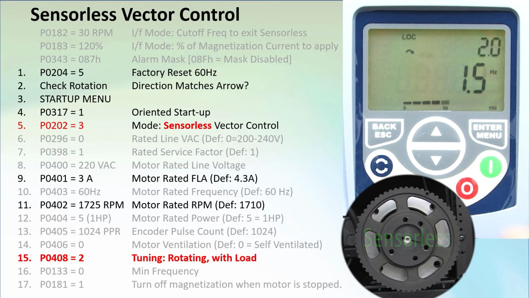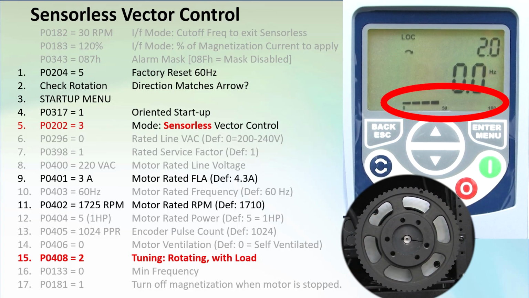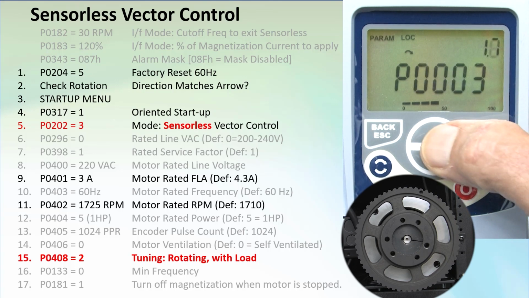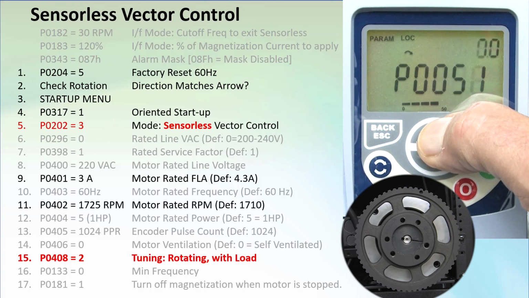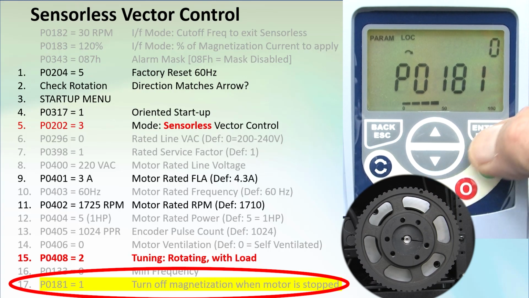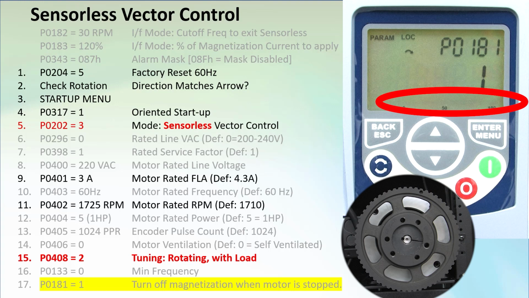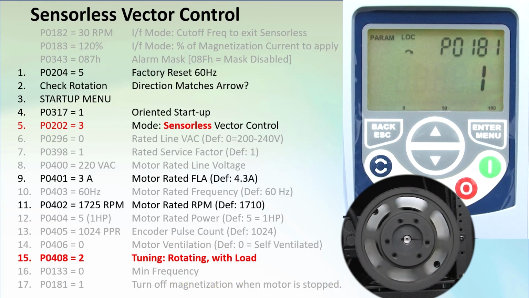Cool. And if we stop the motor, we see it won't free spin, and the drive is still sending current out. Again, just like in full vector control, the motor's magnetization current defaults to always on when in any vector mode, even when the motor is stopped. If you don't want to burn that energy while the motor is stopped, you can tell it not to inject current while the motor is stopped by going to parameter 181 and setting it to a 1. Now we see the current output is 0, and the motor's rotor is free to spin.